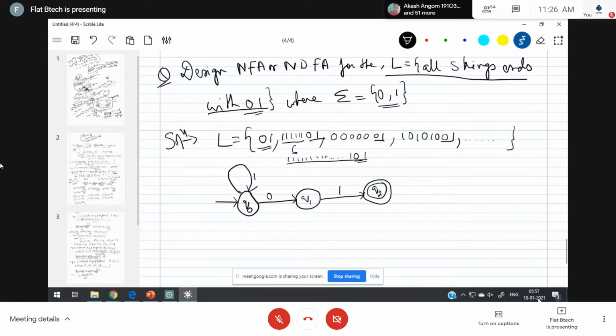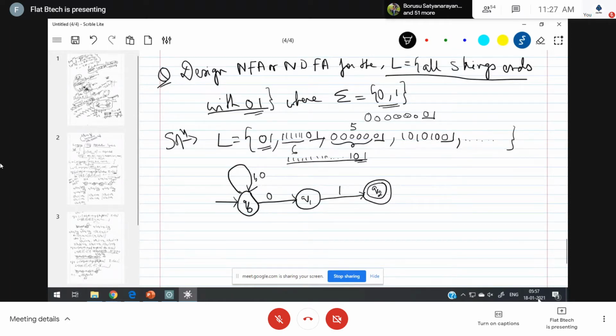Now, let's talk about the number of zeros here. 1, 2, 3, 4, 5. This is 5 zeros. What about n number of zeros and then it ends with 0, 1? That will be accepted. Hence, let me provide in this self loop another label of 0, 1.